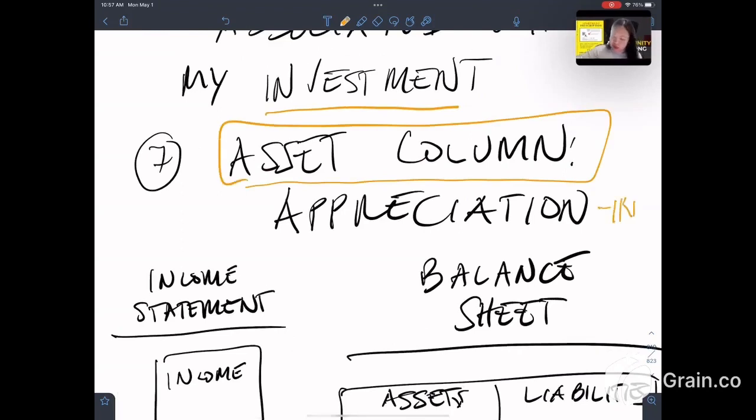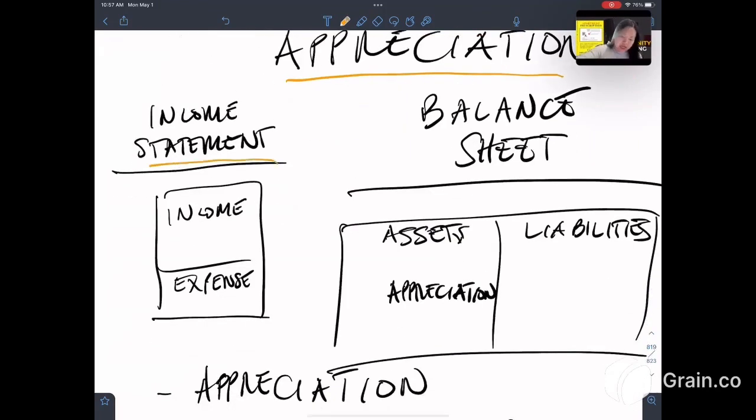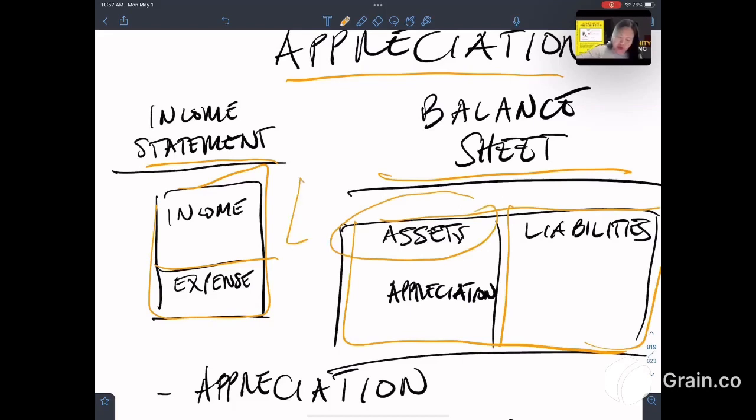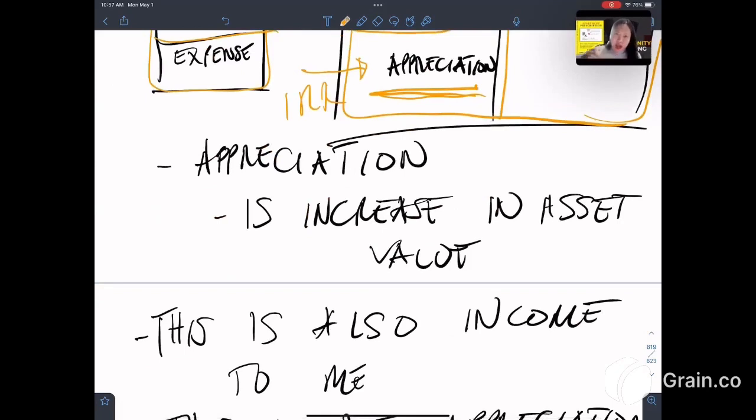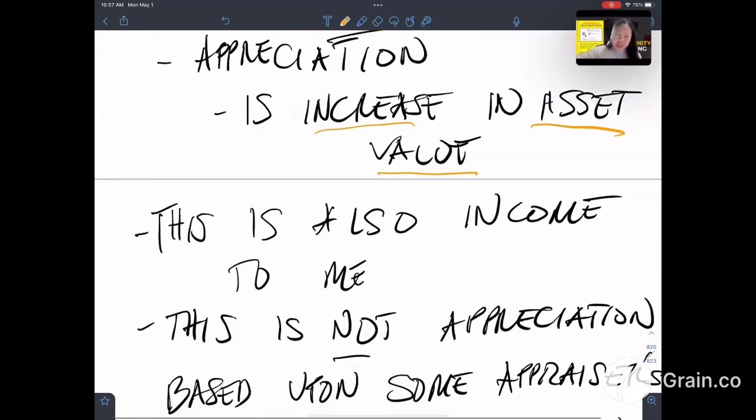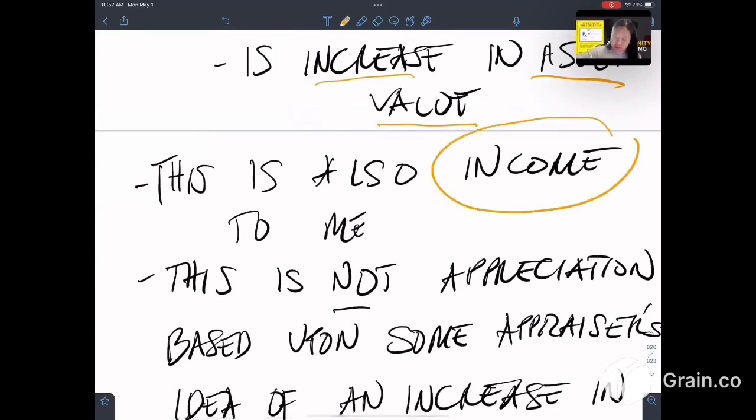So when we talk of internal rate of return, we talk about appreciation. Again, income statement, you have the income and the expense; balance sheet, you have your assets and your liabilities. Now we're going to talk on this asset column, which for internal rate of return, refers to appreciation. Appreciation is the opposite, the contrast of depreciation. Appreciation is an increase in asset value. This is also income to me. Okay, appreciation is also income to me.